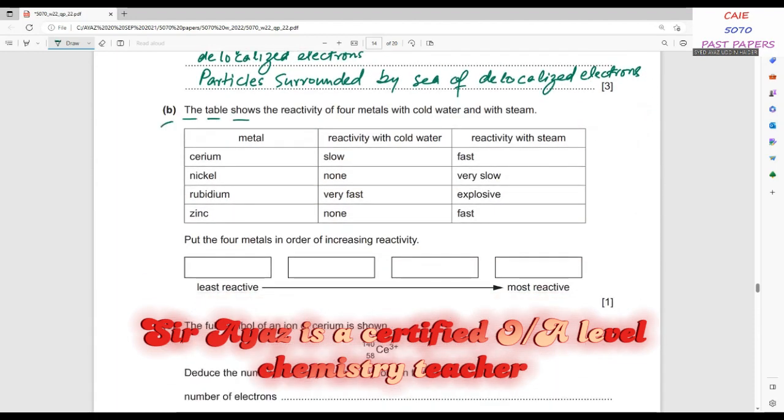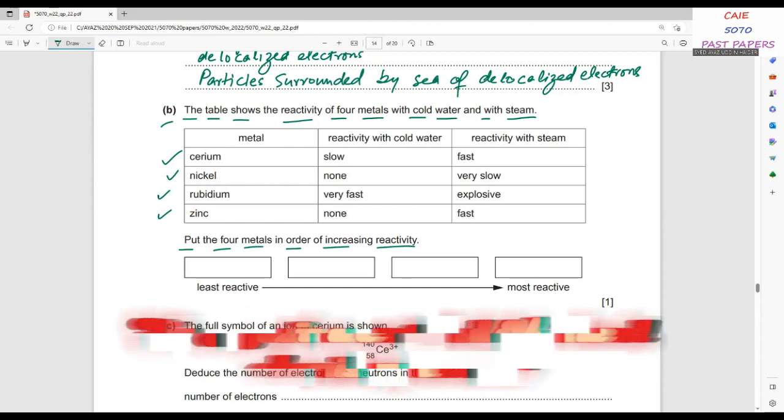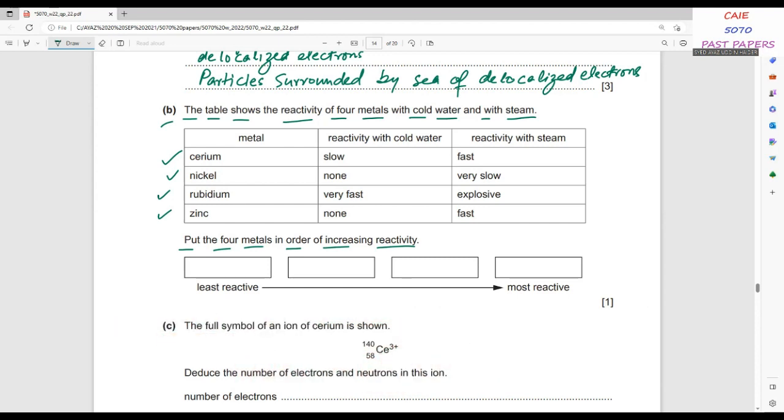B. The table shows the reactivity of 4 metals with cold water and with steam. Metals: cerium, nickel, rubidium, zinc. This table is shown here. Put the 4 metals in order of increasing reactivity. First of all, we'll see the least reactive. So nickel looks least reactive because it's not reacting with cold water and it's reacting very slowly with steam. So we'll write nickel in the first box. And in the next box, you can have zinc because it's also not reacting with cold water, but it's reacting fast with steam.